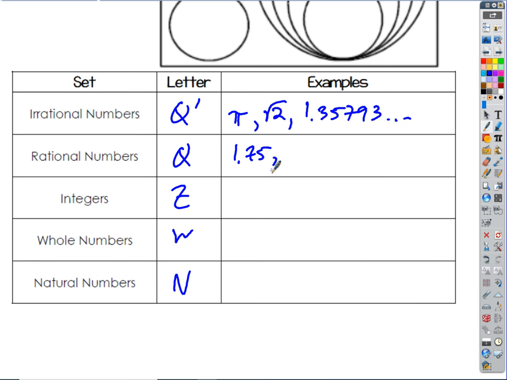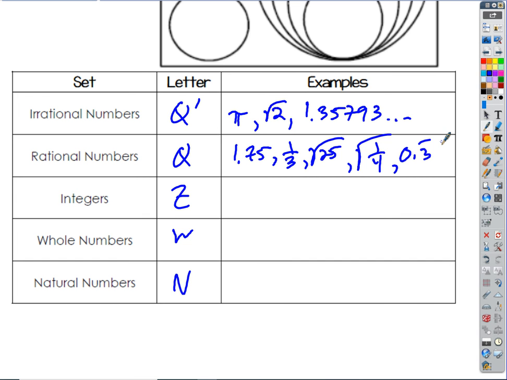What's another one? Say it again. 1/3. Okay. Square root of 25. Good. I could do something like square root of maybe 1/4, right? That would reduce to 1/2. Would you agree? Okay. I could do 0.3 repeating. Those are all examples, right?